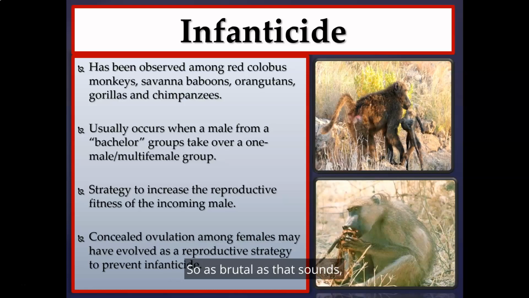So as brutal as that sounds, that's hypothesized to be one of the primary reasons for male infanticide, for a male to kill an infant. Concealed ovulation amongst females may have evolved as a reproductive strategy to prevent infanticide. So essentially, if a female has concealed ovulation, if it's not certain when she's ovulating, then it confuses paternity. And if that male is not certain if that offspring could be his, he's less likely to commit infanticide.